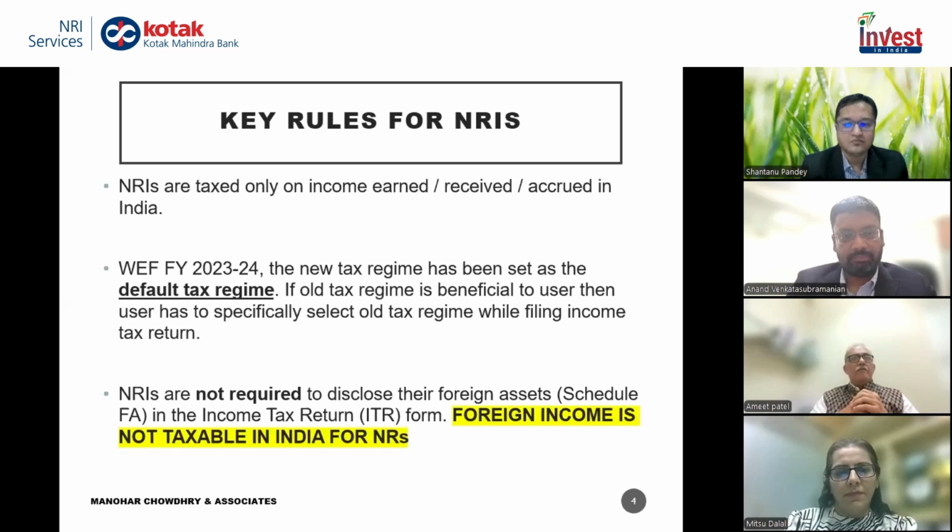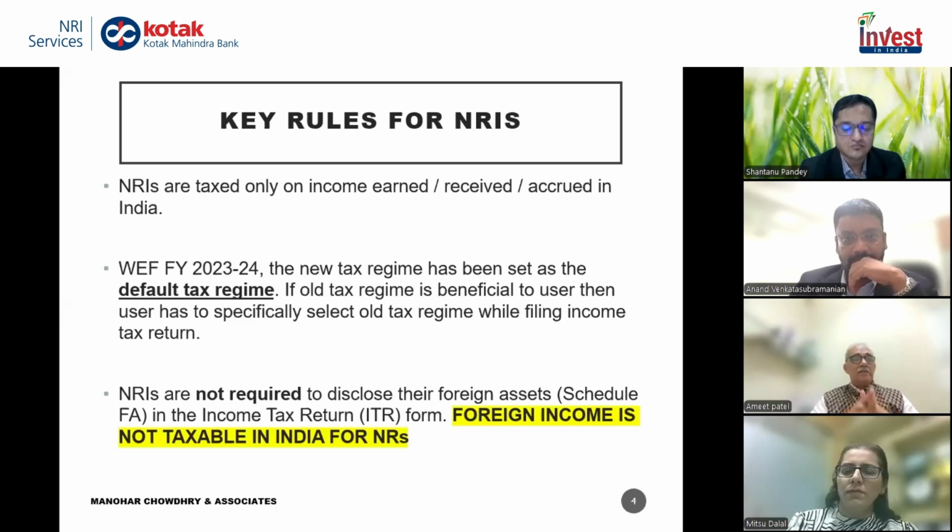And with effect from financial year 2023-24, for which we just recently filed the returns, I hope that all of you have also filed your tax returns if you were required to. For that year, the default regime is the new tax regime. A lot has been said about this in the budget and in the media also. If the old tax regime is beneficial to you, then you have to specifically select it while filing your tax return. Otherwise, by default, it will be assumed that you have filed under the new tax regime.